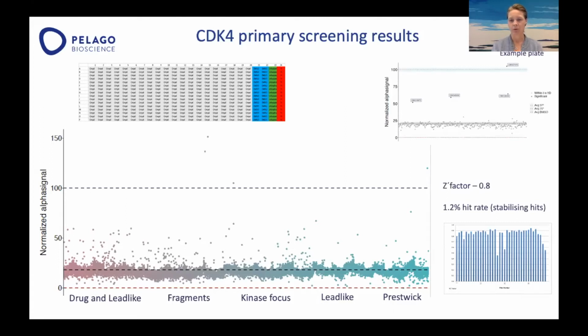The Z prime factor was 0.8 over all plates. And in the upper right corner is an example plate from the screen. And you can clearly see some of the stabilizing hits.